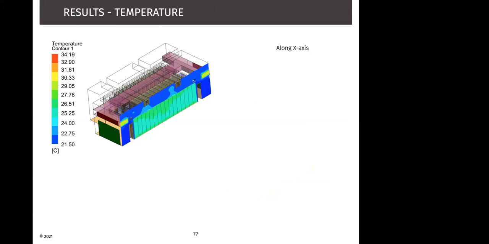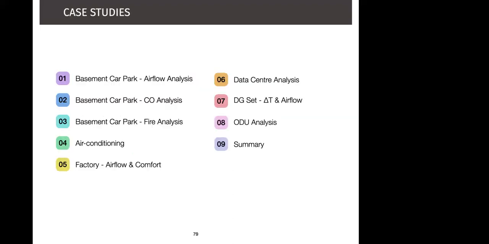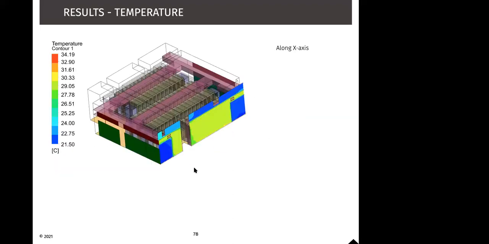If you were to see the results in a sectional plane, we can see that these are the server racks. This is the return air duct that is coming around the room. This is the hot aisle containment with the return air duct placed right above it. And we can likewise study whether the server racks are getting the cool air that has been provided in the room.